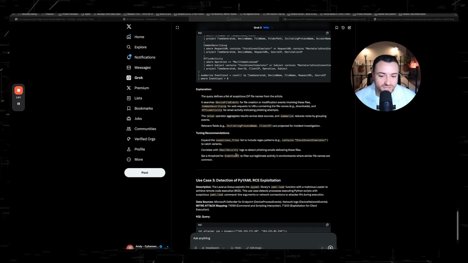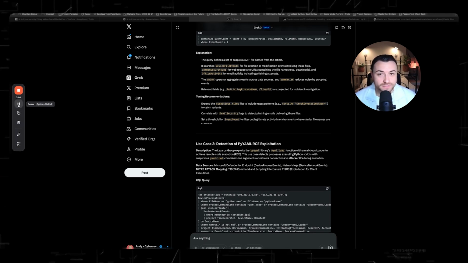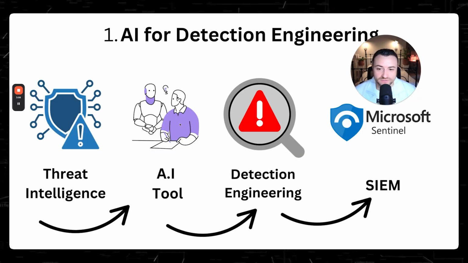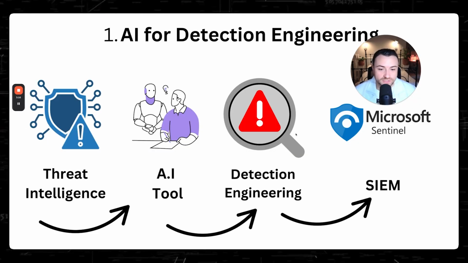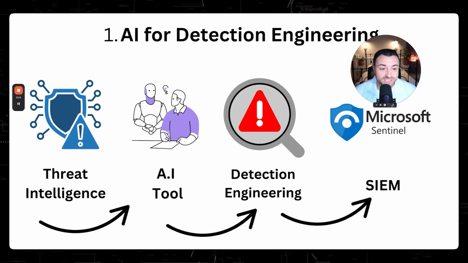This is a great way to do detection engineering with an AI tool like Grok or ChatGPT. Again, what you're seeing here is threat intelligence being fed into an AI tool to build detections through detection engineering, to be implemented into a SIEM like Microsoft Sentinel.